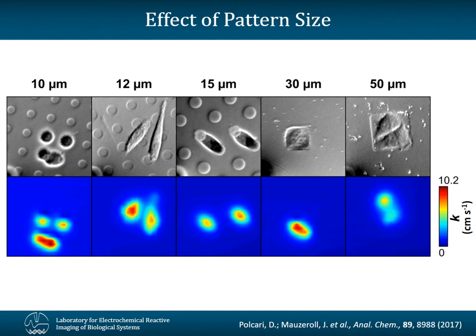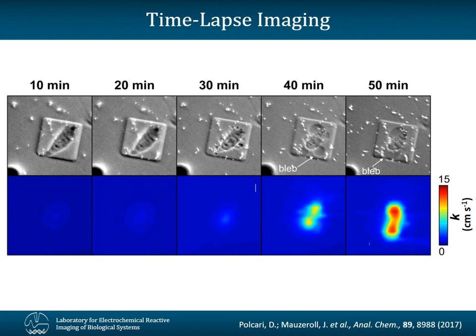In pattern sizes that are not well suited, where the cell cannot adhere properly, like in the ones for 30 and 50 microns, you see large red areas, meaning that the cancer cells are highly stressed and unhappy. You can carry out time-lapse imaging by exposing your cancer cells to different chemical species and then monitoring their oxidative stress or their response or their cell death as well.